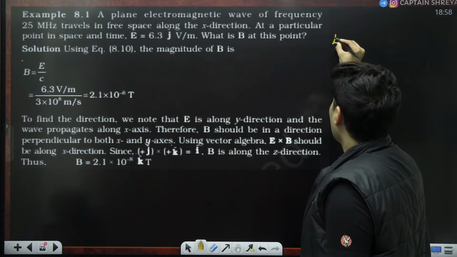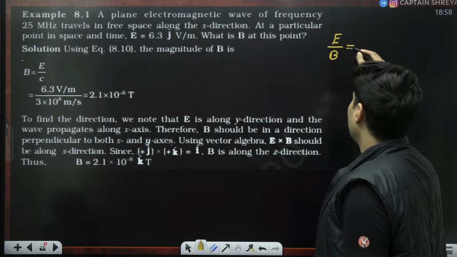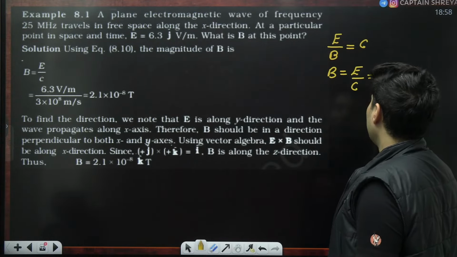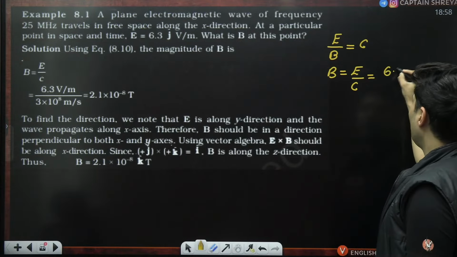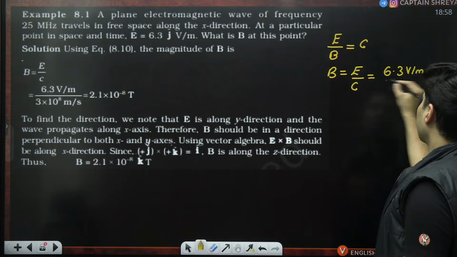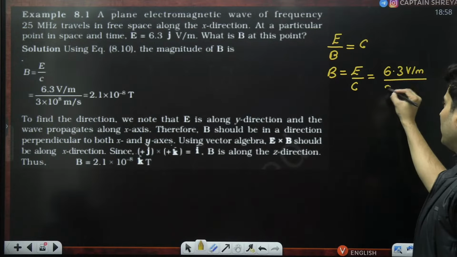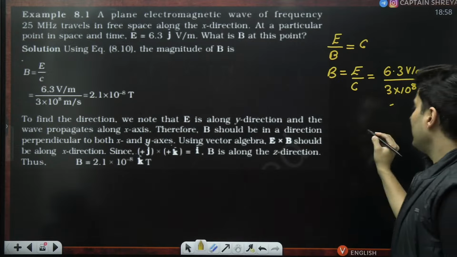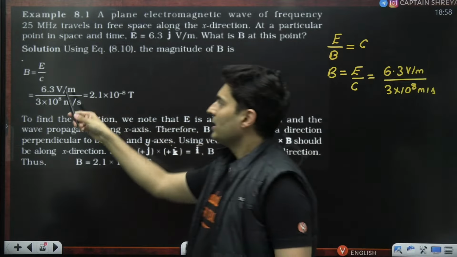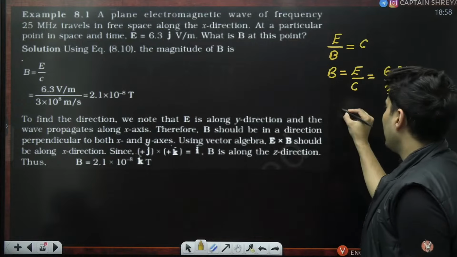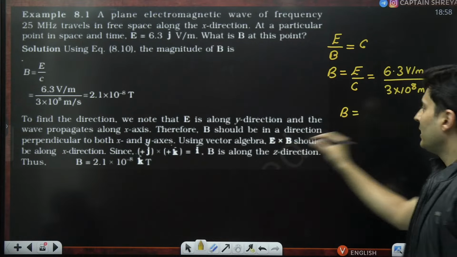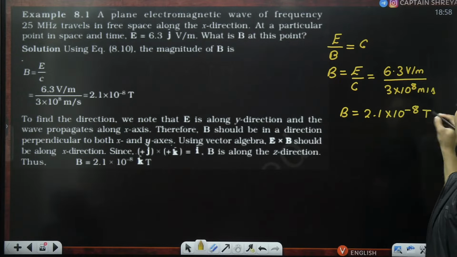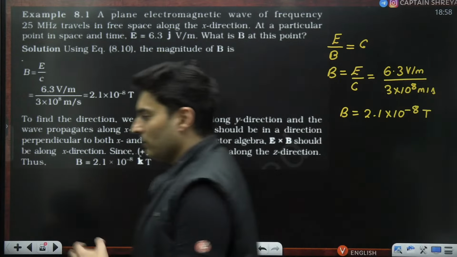We know electric field by magnetic field is speed of light. So magnetic field is electric field by speed of light. Electric field is 6.3 volts per meter, and speed of light we already know is 3 into 10 to the power 8 meters per second. So dividing both of them, that's exactly what they have done. 6.3 divided by 3 into 10 to the power 8, they get the value of magnetic field as 2.1 into 10 to the power negative 8 Tesla. So we found the magnitude of the magnetic field.